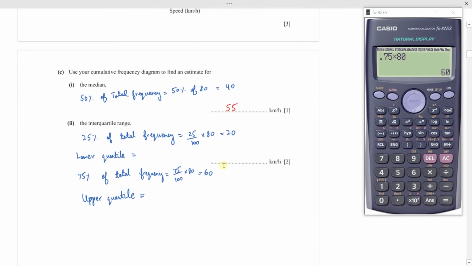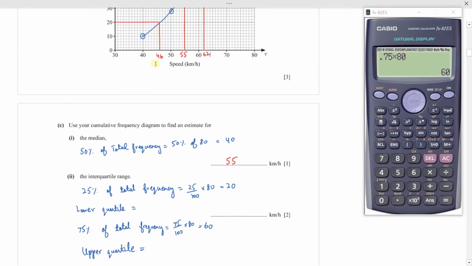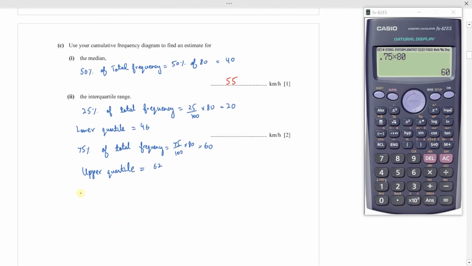So now I can write these values here. So my lower quartile was 46 and my upper quartile is 62. So my interquartile range will be the upper quartile 62 minus the lower quartile 46. So 62 minus 46 is 16. So your interquartile range is 16 kilometers per hour.